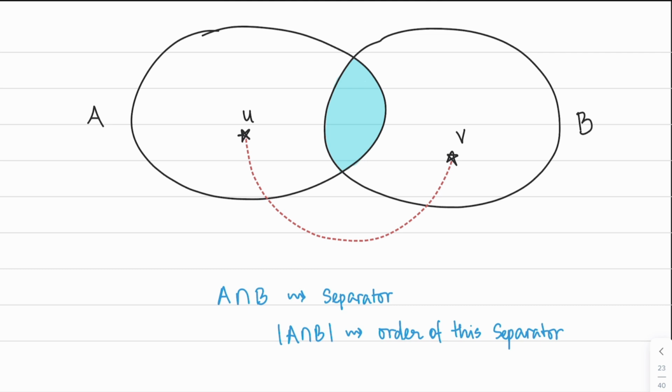So the intersection of these two sets is called the separator. The size of the intersection is called the order of the separation. Okay, and the whole thing, this whole picture, is this pair of vertex subsets. That's what we call an AB separation.